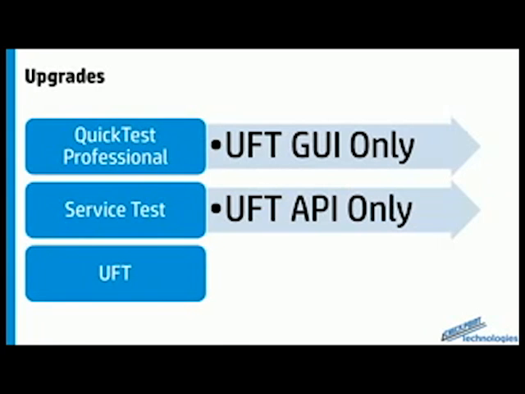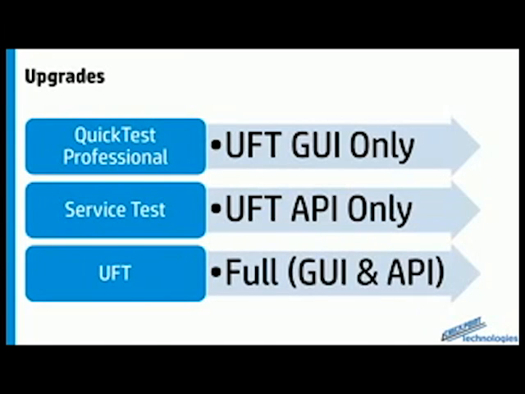Now, if you had purchased unified functional testing as a package, so if you purchased unified functional testing 11 and you upgrade to 11.5, you're going to get the full suite. So you're going to get the GUI and the API tests available to you. Now, if you purchase new licensing for any of these products, you're going to be buying unified functional testing. So you're going to buy the UFT license. It is still possible to buy standalone service test licensing, in which case you can only get what's known as the unified functional testing API tests. So just to be clear, you can upgrade, but you're only going to get what you previously had.